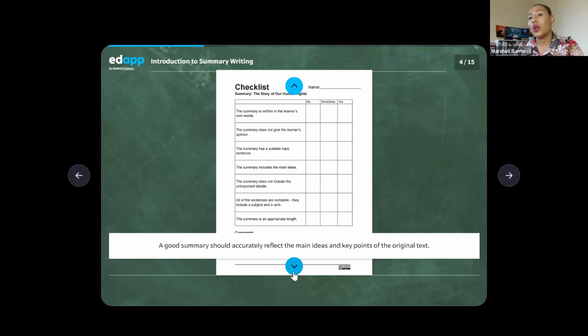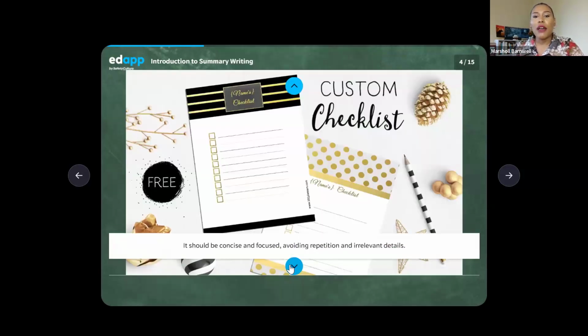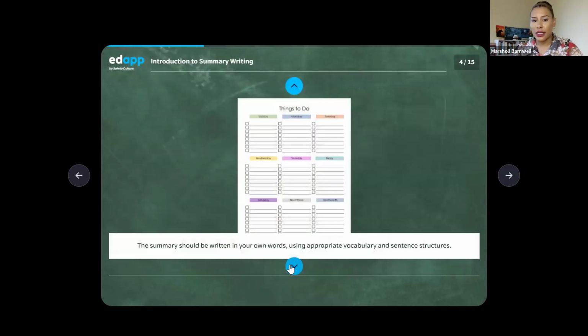That is not to say that all summaries are 120 words, but you can say a summary of a 500-word article is about 120 words, okay? So after you have your checklist, you should make sure that your summary is concise and focused. Avoid repeating, avoid having irrelevant details. The summary should be written in your own words using appropriate vocabulary and sentence structures.